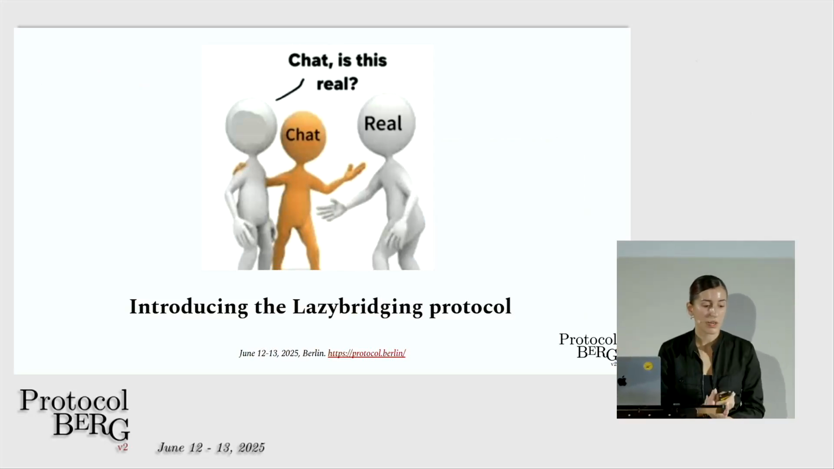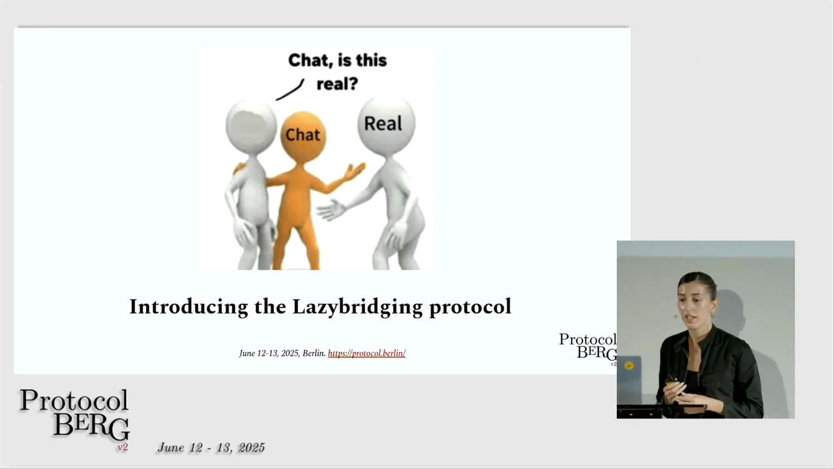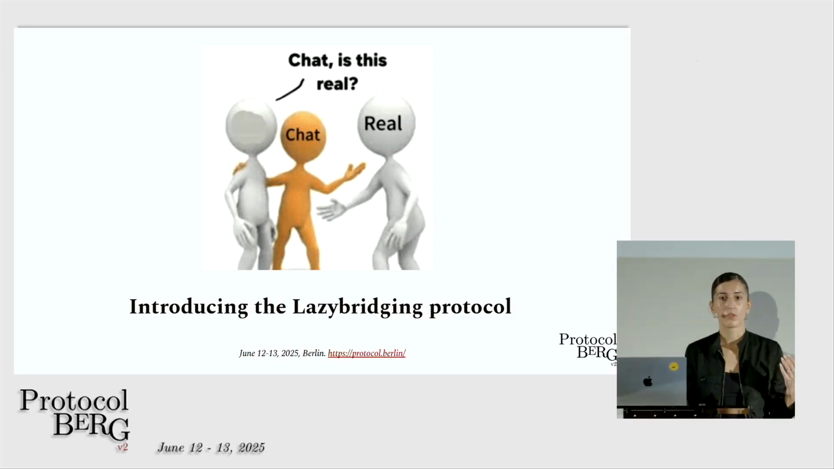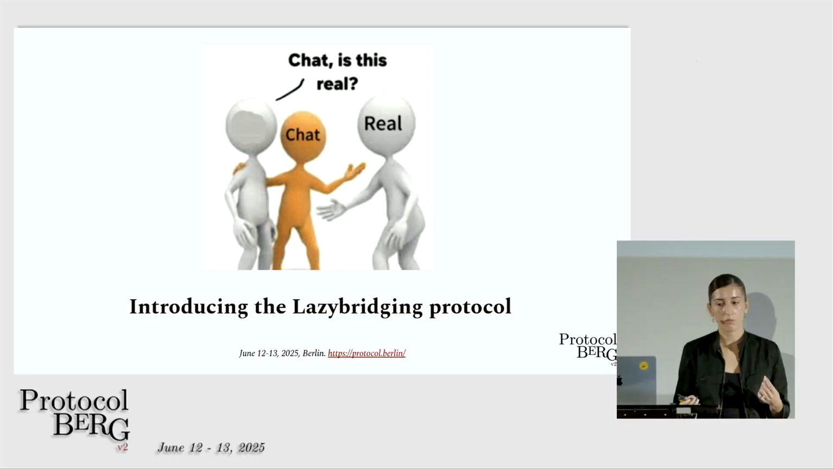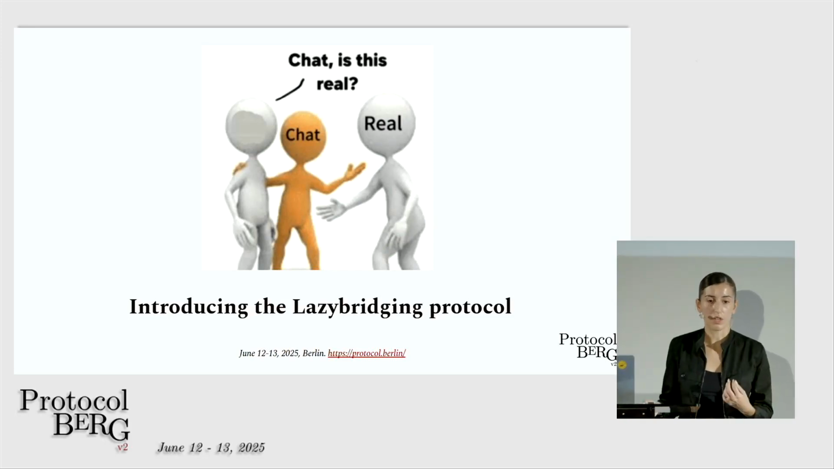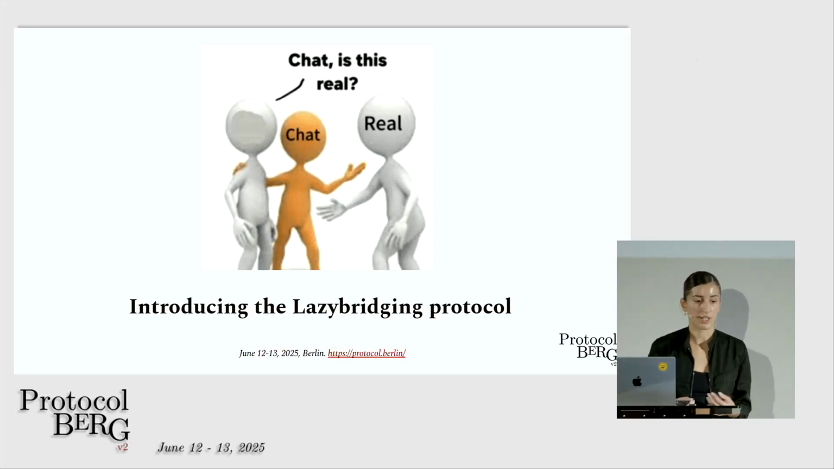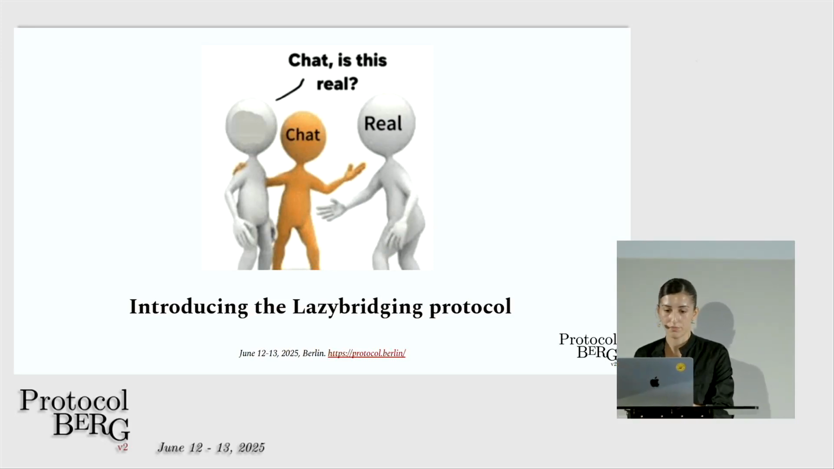And now I would like to go into the Lazybridging protocol itself. I won't be able to go too deep into the proof systems because we don't have time, but hopefully I'll be able to explain a little bit on a deeper level how the ZK IBC transaction flow actually works and how we verify these execution proofs.